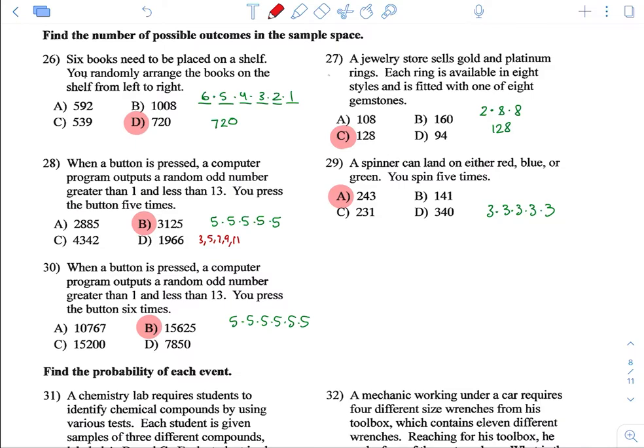Number 30, same thing as 28, except now it just adds one more. So there's 5 options for the button, and basically you've pushed the button 6 times, so that's 5 options times 5 times 5 times 5 times 5 times 5. So 15,625.